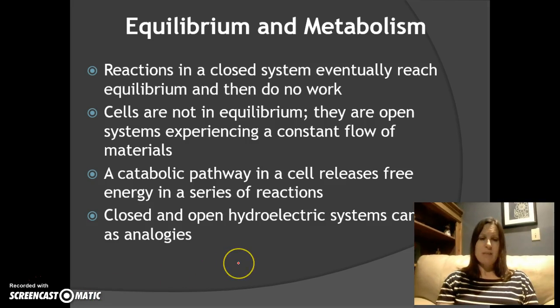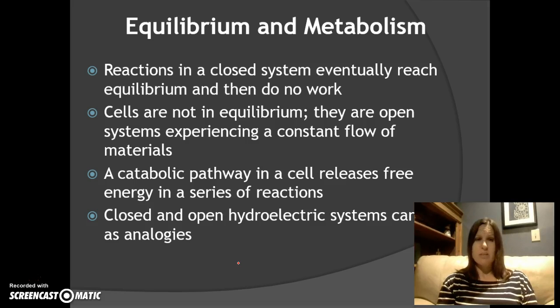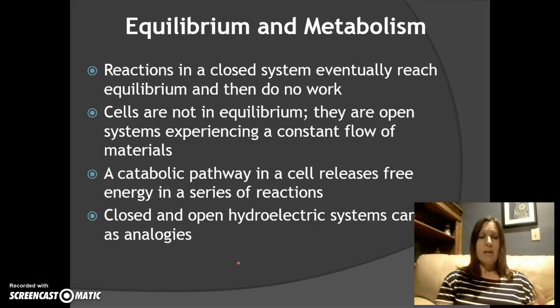So equilibrium and metabolism. Reactions in a closed system eventually reach equilibrium and then don't work anymore. Cells are not in equilibrium. They are open systems experiencing a constant flow of materials. Think about our human body. We are constantly receiving oxygen from our blood, glucose from our blood that was absorbed through the small intestines. So a catabolic pathway, remember, is going to be exergonic. In a cell, it releases free energy in a series of reactions.